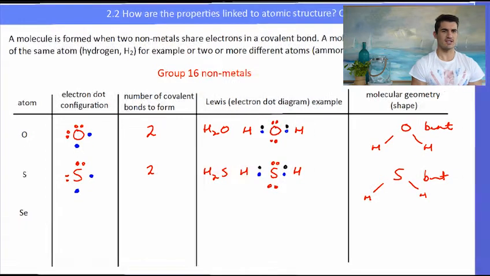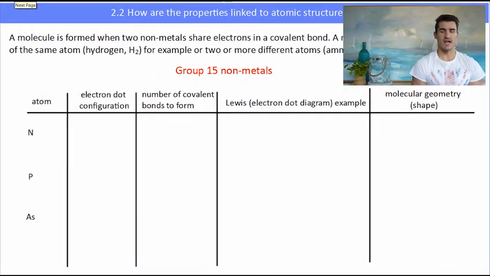Moving along to group 15, nitrogen. Nitrogen has the electron configuration of 2, 5, which means it wants to share 3 electrons. So it has 1 pair of non-bonding electrons and then 3 electrons that it wants to share to form a full outer shell. So it's going to have 3 covalent bonds.